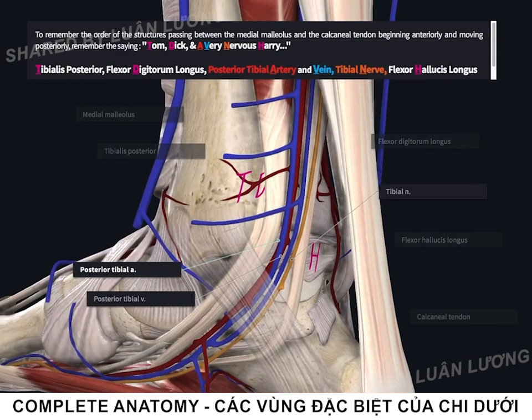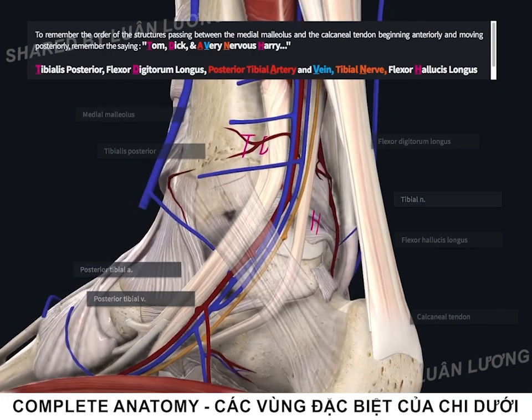The artery is the posterior tibial artery. And the posterior tibial artery will be sandwiched by the two deep paralleling posterior tibial veins. So the artery and the veins are going to be located more anterior or closer to the medial malleolus than the tibial nerve. The tibial nerve is going to run by itself and then split into the medial and lateral plantar nerves.